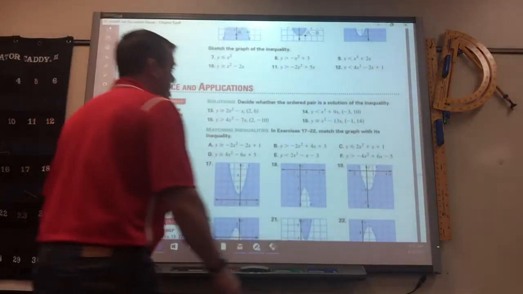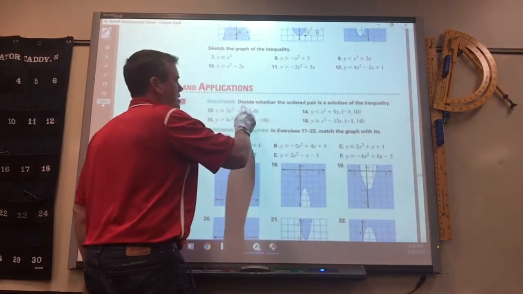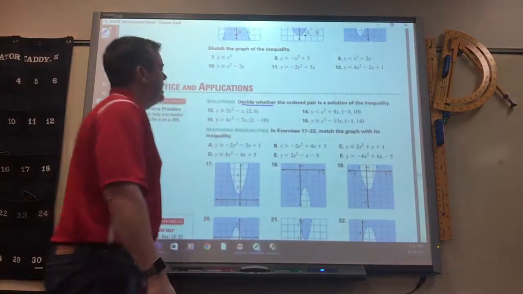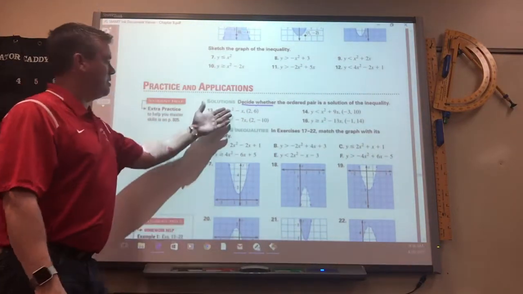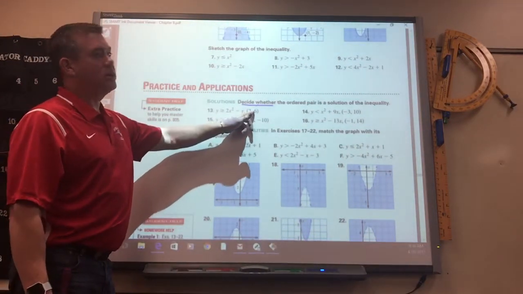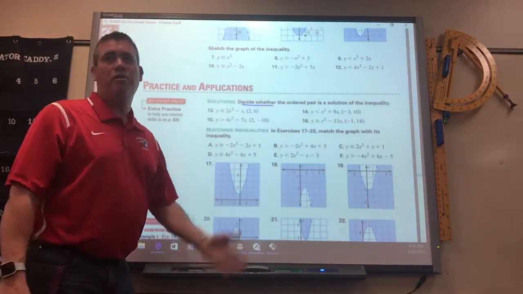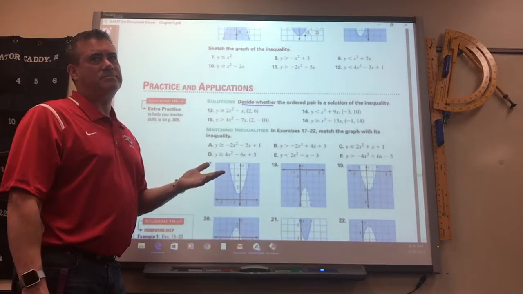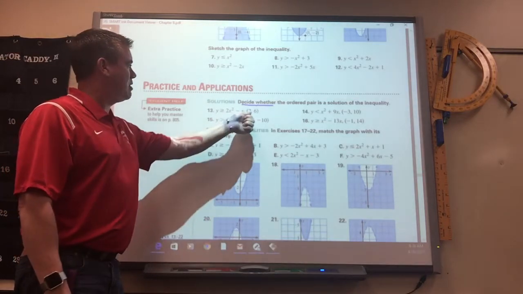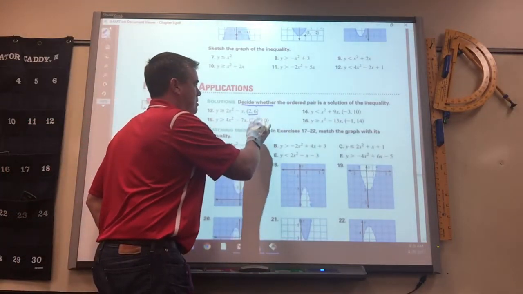These first four, decide whether the ordered pair is a solution. So this is just yes or no. If you had a graph of it, you could just look at the point and see if it laid in a shaded area to say yes or no. But we don't want to make a graph, right? No. So what can you do to figure out if this is a solution?